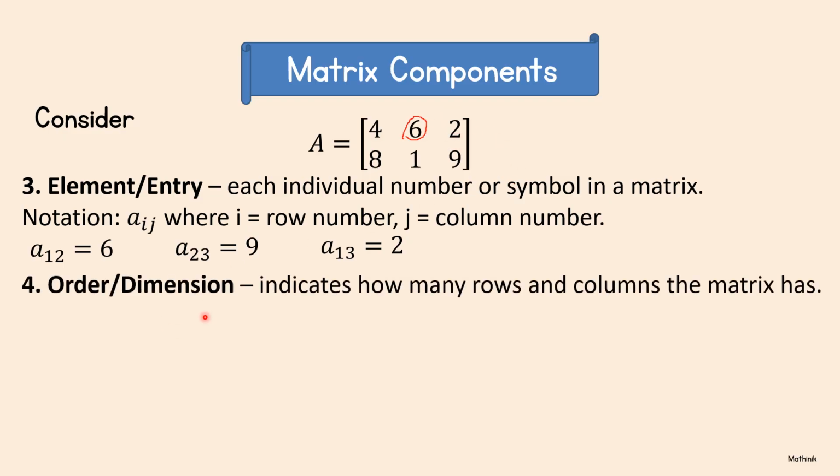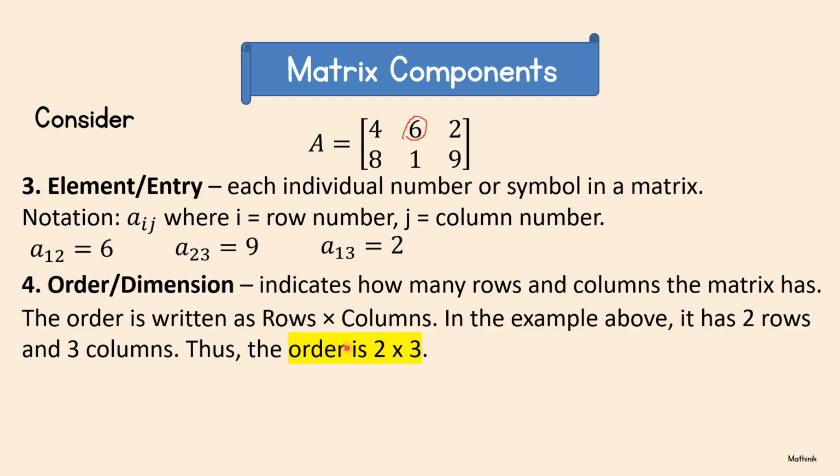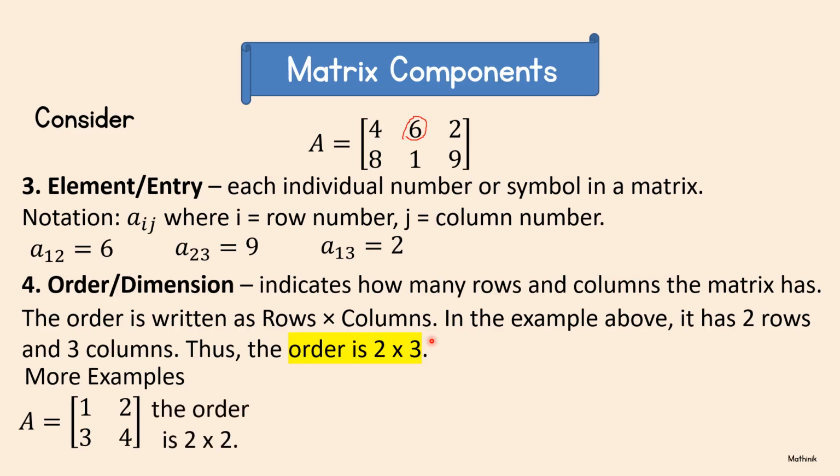Next, we have the order or dimension. It indicates how many rows and columns the matrix has. The order is written as rows by columns. In the example above, it has 2 rows and 3 columns. Thus, the order is 2 by 3. Another example, in this matrix, there are 2 rows and 2 columns. So the order is 2 by 2.